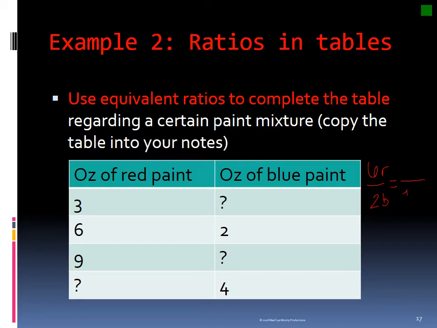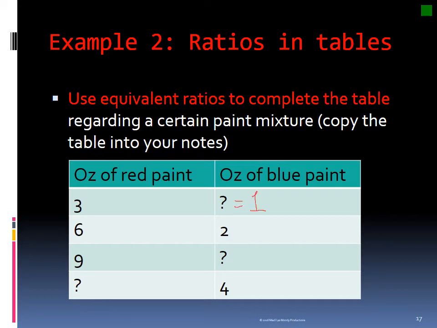So I know that my denominator, or my second quantity, is going to need to become 1, because that is what a unit rate is. It has the second quantity as 1. So the way to do that is to divide my numerator by my denominator, or quantity 1 divided by quantity 2. 6 divided by 2. Well, 6 divided by 2 is 3. So my unit rate is 3 ounces of red paint for 1 ounce of blue paint, which is pretty cool because I have a 3 right here. So I know that 3 ounces of red paint is going to be equal to 1 ounce of blue paint.